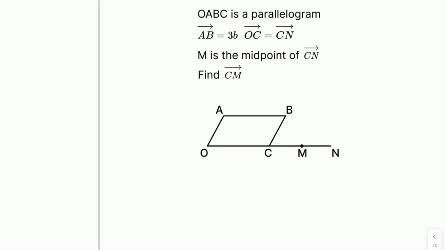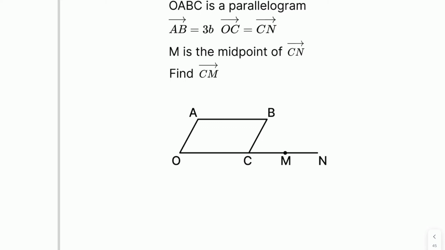So if I zoom in a bit again, we are told in here that A to B is 3B. So we know that, since it's a parallelogram, these two are the same. O to C is equal to C to N. So we know that this is equal to this. Because M's halfway, this must be 1.5b, and this must be 1.5b. Now the question's saying, how do you go from C to M? It's just going to be 1.5b, so we can just say that's 1.5b.